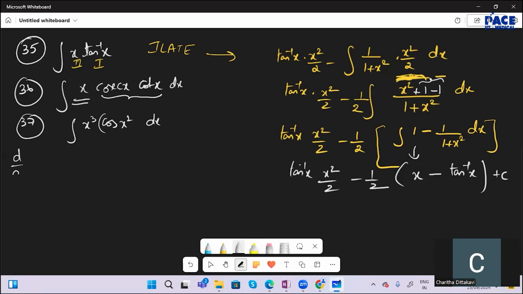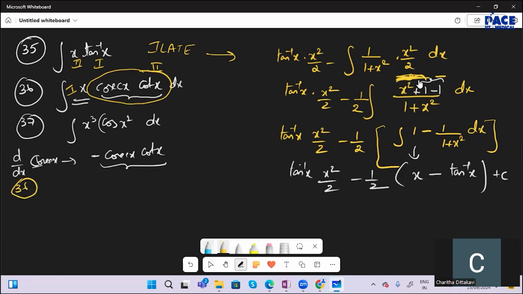dy/dx of cosecant x will be minus cosecant x cot x, isn't it? So integration of cosecant x cot x will be minus cosecant x. Got it? So I can integrate this function easily. Hence, that is my second function. x is my first function, is what I consider.